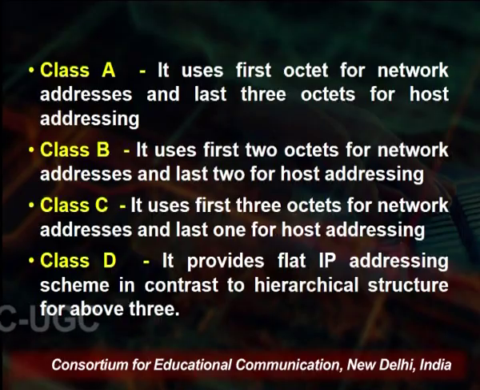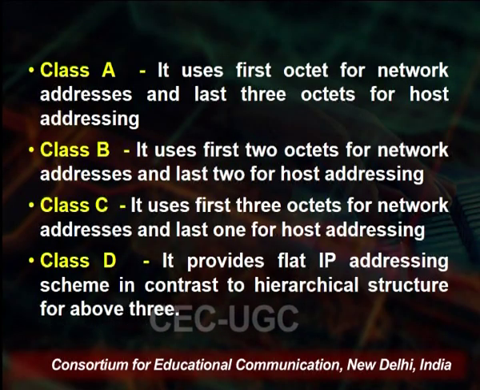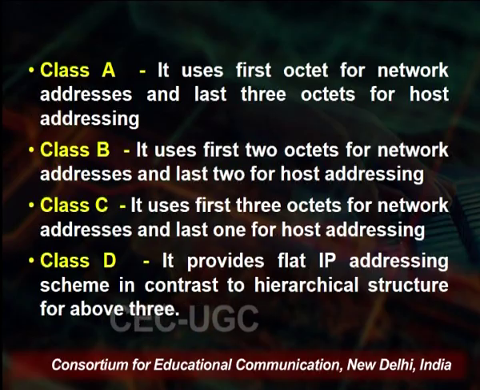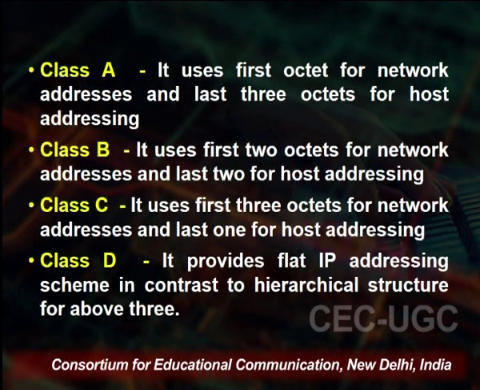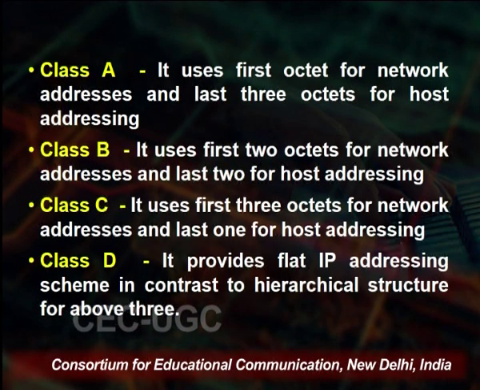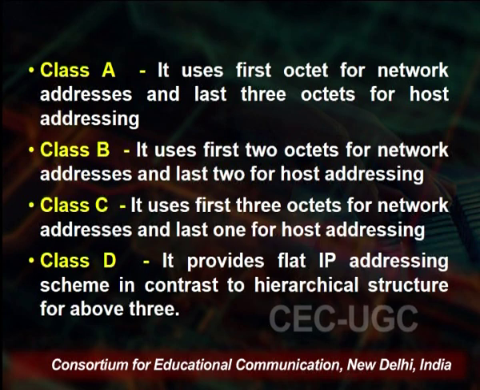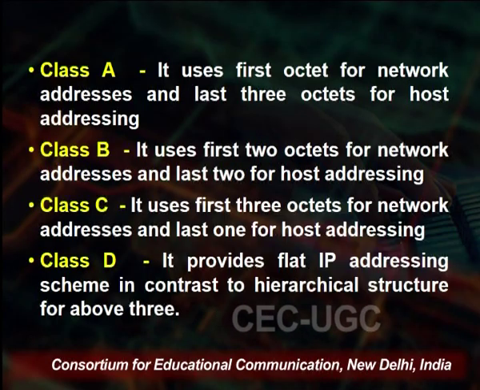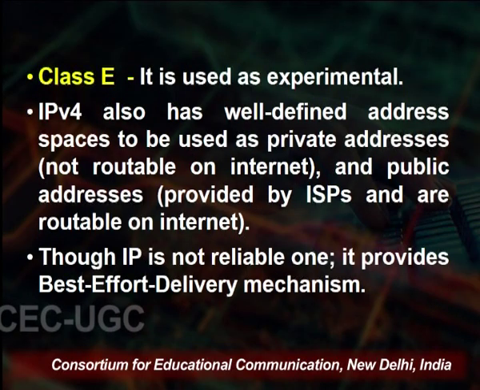Class based addressing is a concept attached to IPv4, and the classes in detail we have already seen. Class A: the first octet for the network address, the last 3 octets for host addressing. Class B: the first 2 octets for the network address, the last 2 for the host. Class C: the first 3 octets for the network address and the last one for host addressing. Which of class A, B or C you use depends on how large a network you are going to connect to. Class D provides a flat IP addressing scheme in contrast to the hierarchical structure of the above. So, classes A, B, C, D, and then there was also a class E, which is an experimental class.